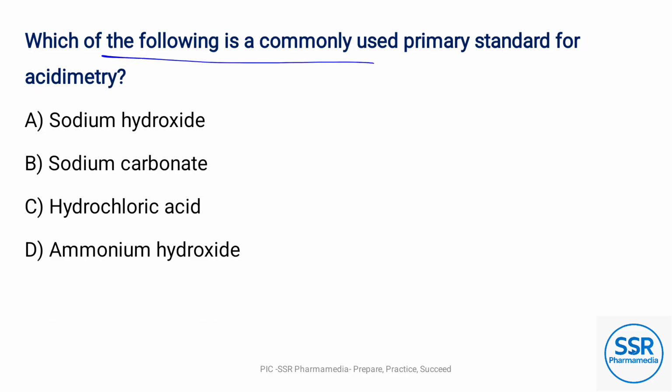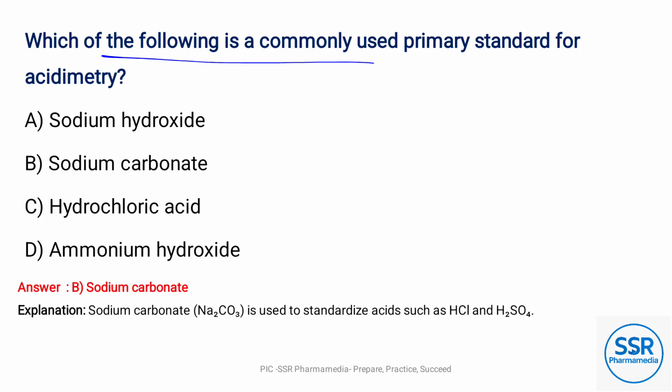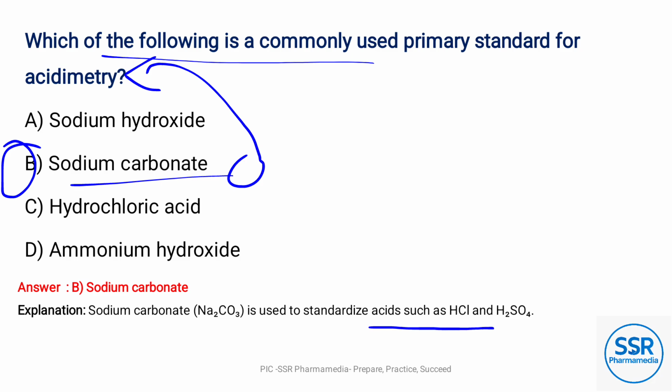Which of the following is a commonly used primary standard for acidimetry? So the answer is option B, sodium carbonate. Sodium carbonate is a primary standard used in acidimetric methods of titration, because in acidimetric methods we use HCl or sulfuric acid as a titrant. So we take a known amount of sodium carbonate as the primary standard.